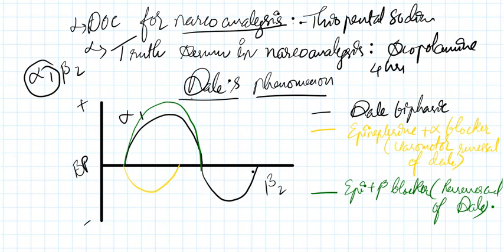But if epinephrine is given with a beta blocker, what happens? As epinephrine acts on alpha-1 receptors, the blood pressure rises. But due to the beta blocking action of the drug, the beta-2 receptor action will not be there. So you will see only alpha-1 receptor action, that is only an increase in blood pressure. This is seen if epinephrine is given with a beta blocker. This is called reversal of Dale.